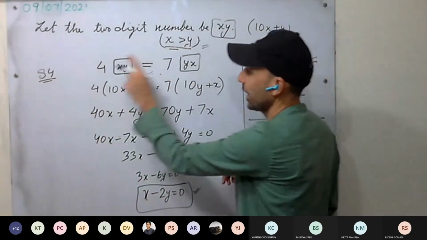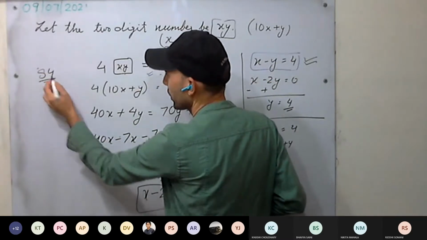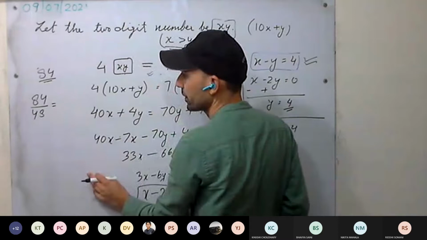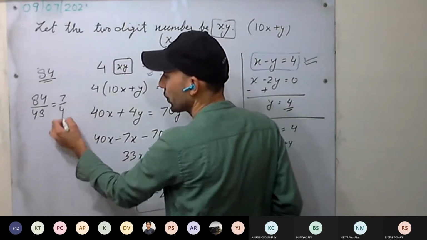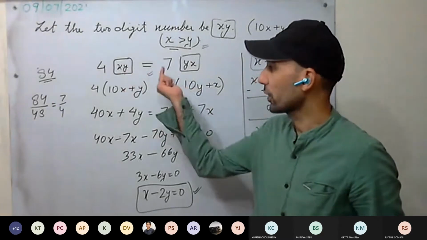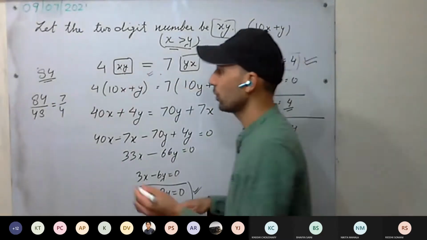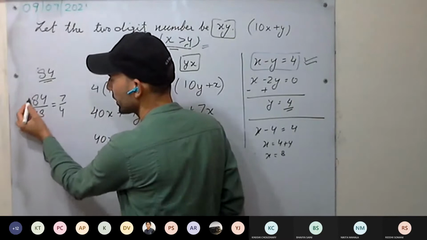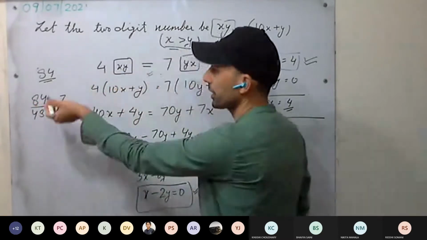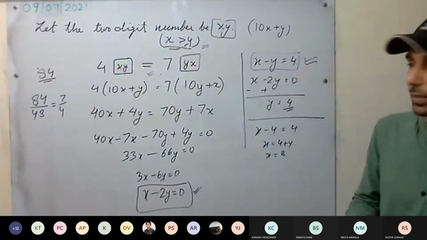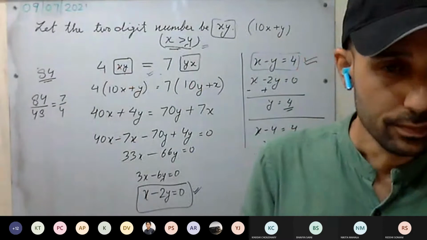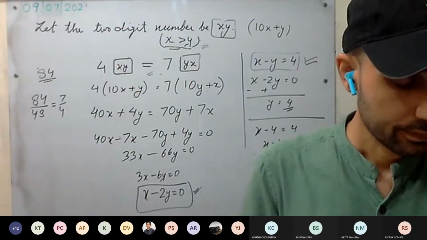So x, which is greater? X is greater than y. Okay. 84 divided by 48, what are you going to get? 7 by 4. Yes or no? This only we are going to get. So initially we have assumed this digit is greater than this one, that is x is greater than y. This ratio was given 7 by 4. Understood now? Okay, try next one.